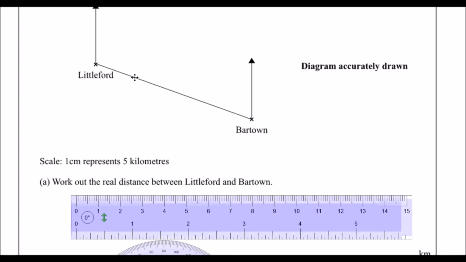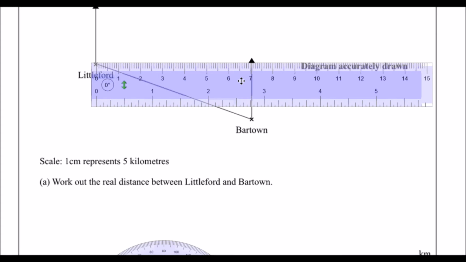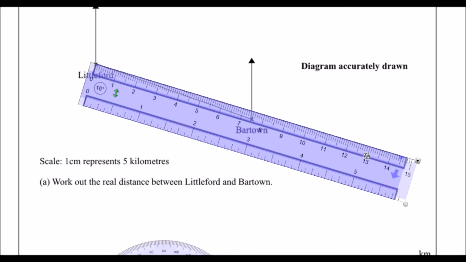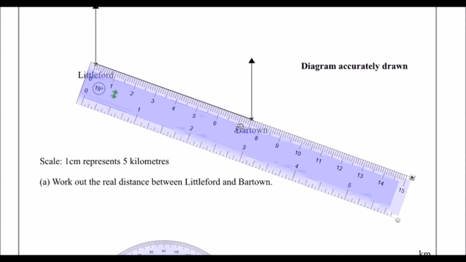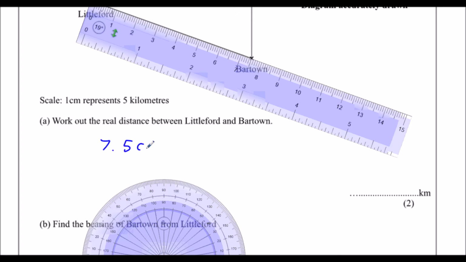So we're going to measure the distance between them with our ruler and then convert that using 1 centimetre as 5 kilometres. So we've got 7.5 centimetres, and each 1 centimetre is 5 kilometres. So 7.5 times 5, and that gives us 37.5 kilometres.